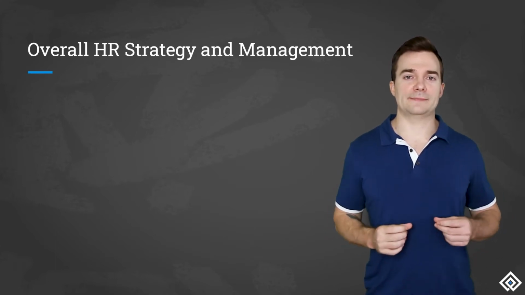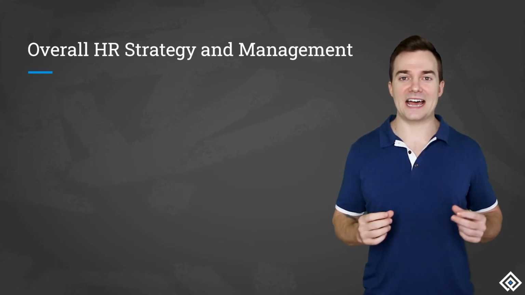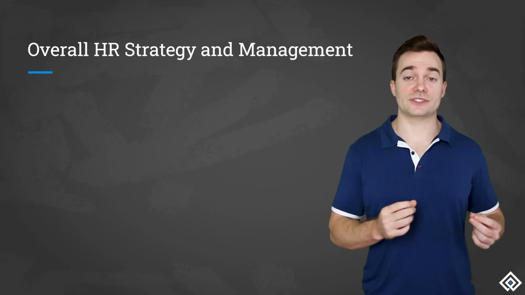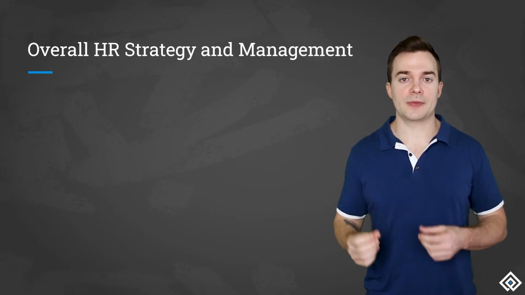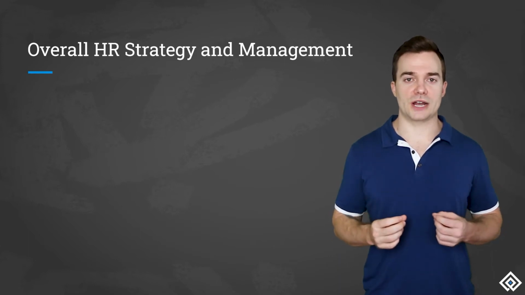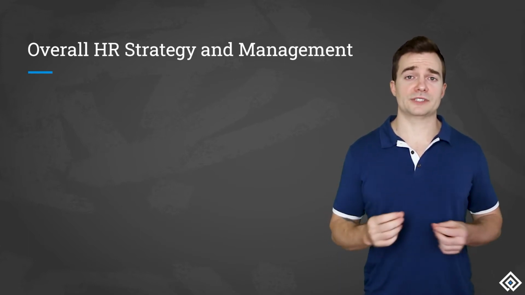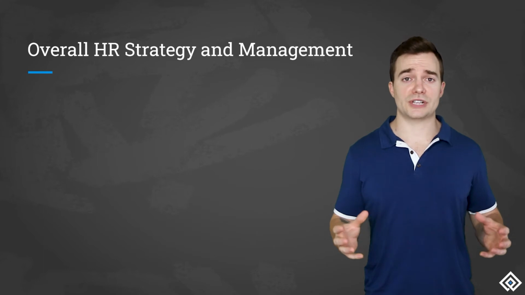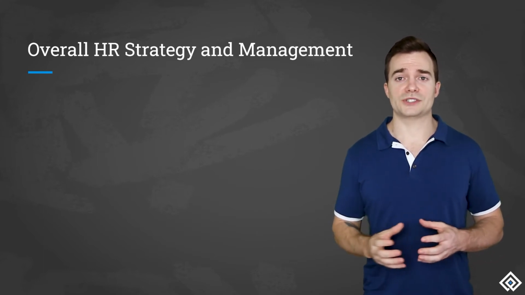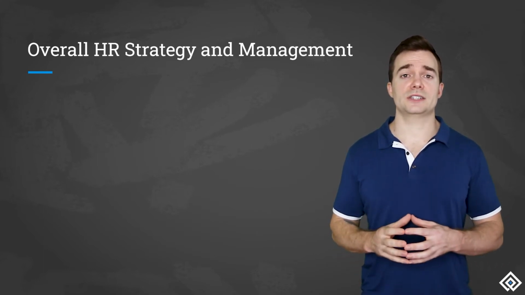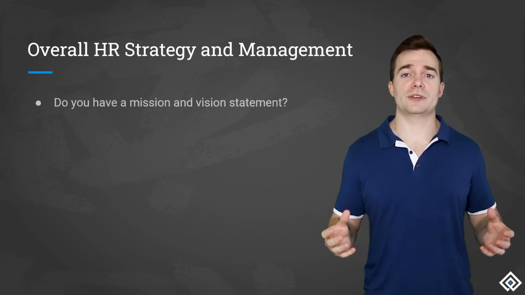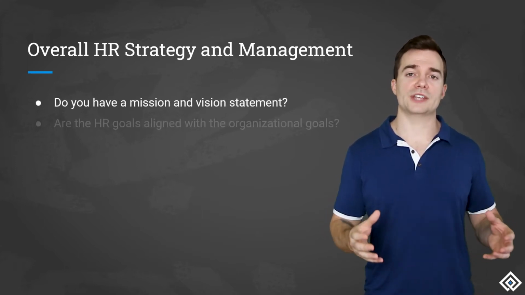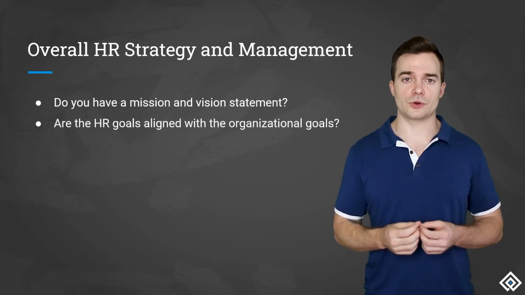One important aspect to take note of is that the HR key areas that I've shared with you earlier must align with the company's HR strategy and the overall business strategy. Therefore, the first step in conducting an HR audit is to have a clear understanding of these two. Some of the questions that we would like to ask in assessing the overall company strategy are the following. Do you have a mission and vision statement? Are the HR goals aligned with the organizational goals?